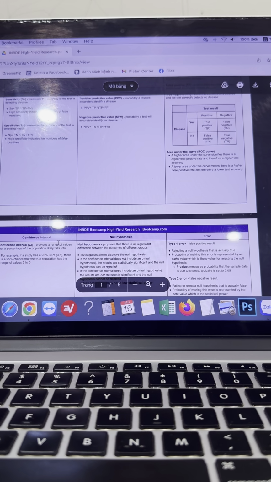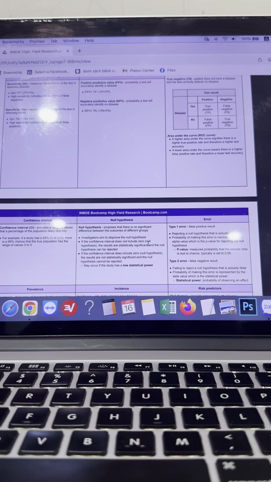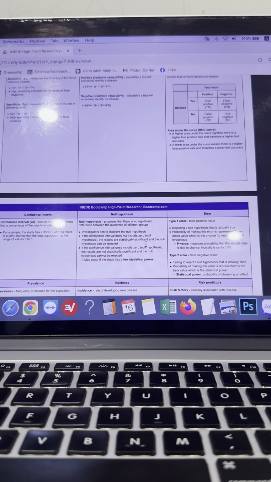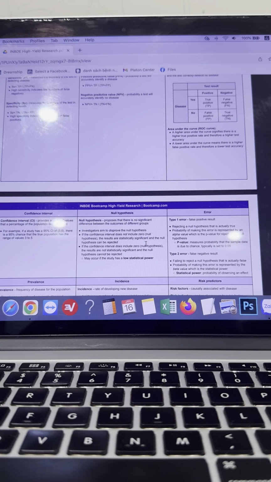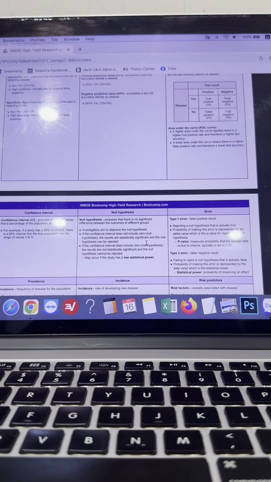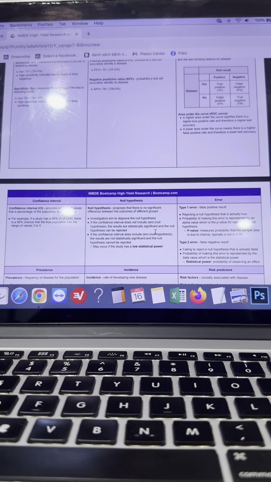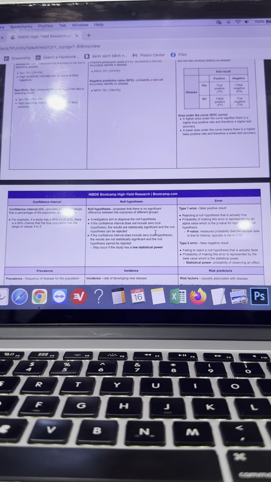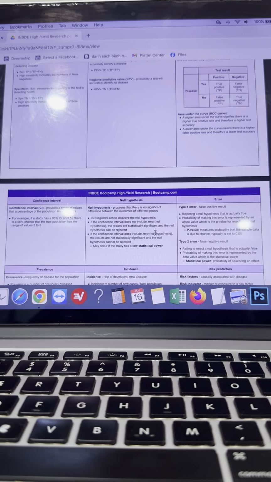Confidence interval and null hypothesis. A confidence interval, CI, provides a range of values that a percentage of the population likely falls into. For example, if the study has a 95% CI of 3 to 5, there is a 95% chance the true population has a range of values of 3 to 5.